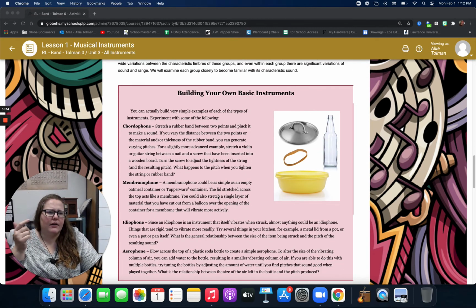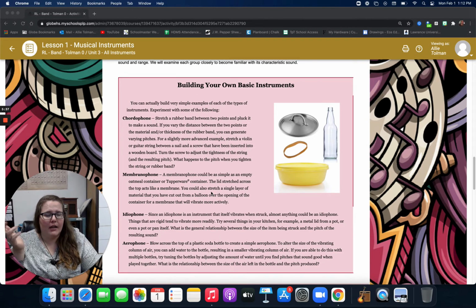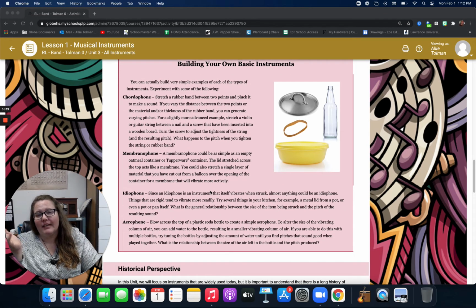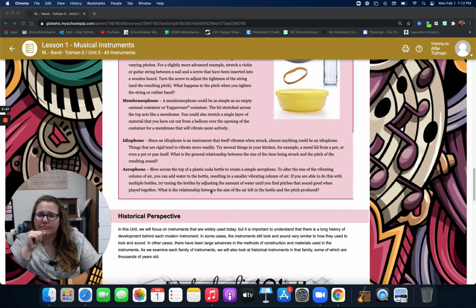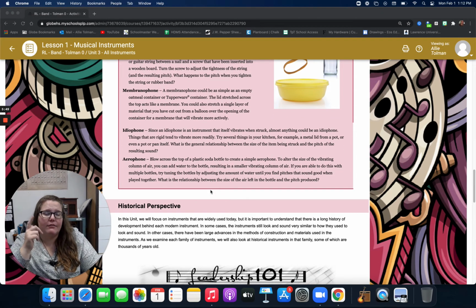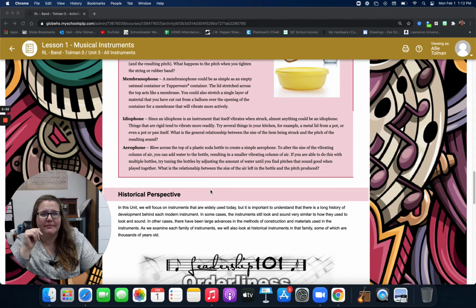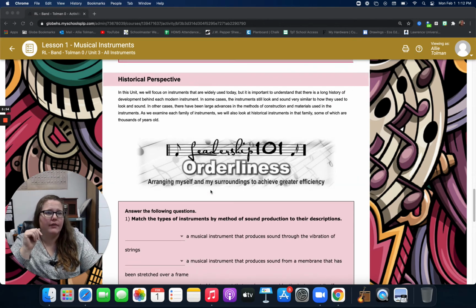This little box kind of goes through how you can build your own instrument at home. If this is something you would like to do, that's fantastic. I would love to see it. I'm not going to read the box. That's up to you. Again, if you'd like to build one, that's awesome. Please show me. I would love to see it.